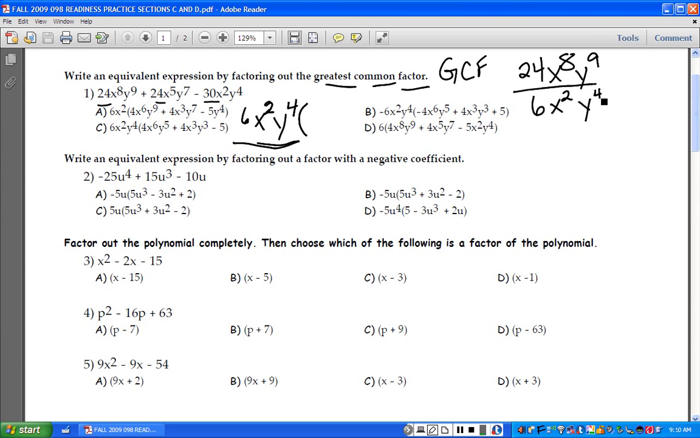24 divided by 6 is 4, so we write out 4. Then x to the 8th over x squared. When you're dividing variables with exponents, you subtract the exponents. So 8 minus 2 would be x to the 6th. And then for the y's, y to the 9th over y to the 4th would be y to the 5th. So that would take care of the first term.